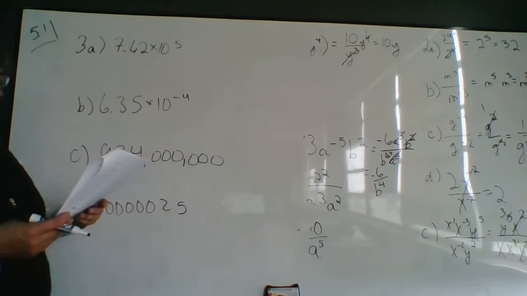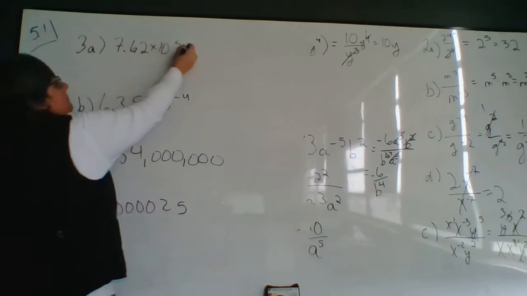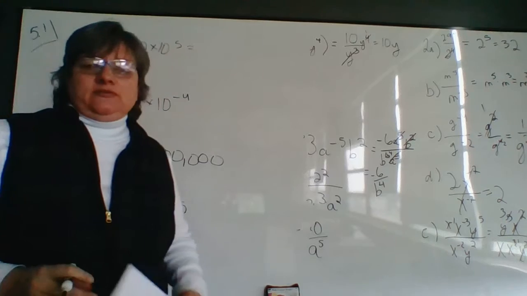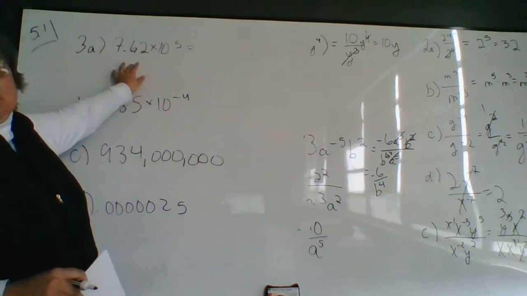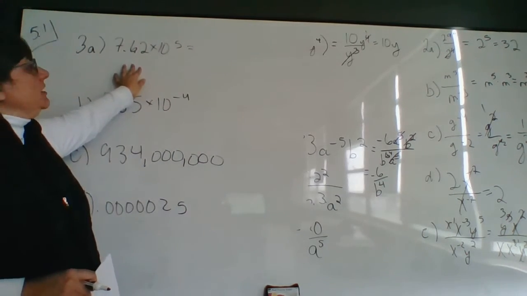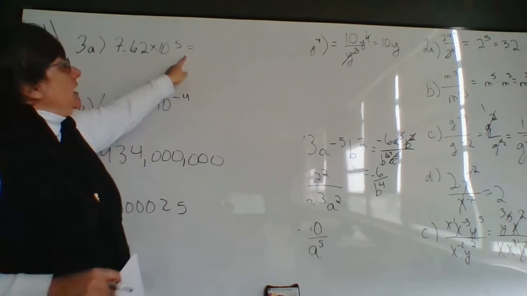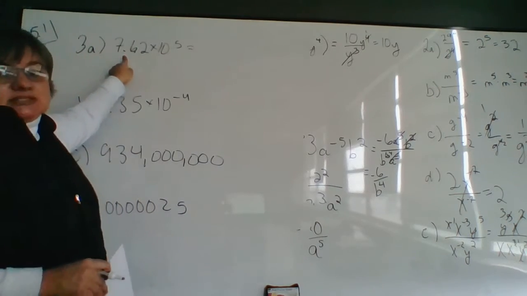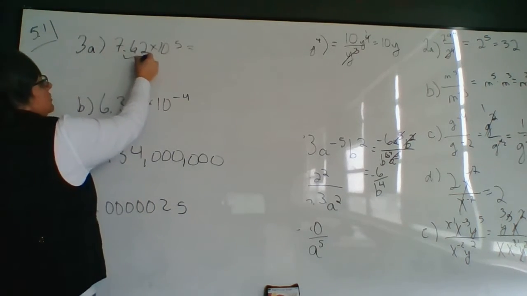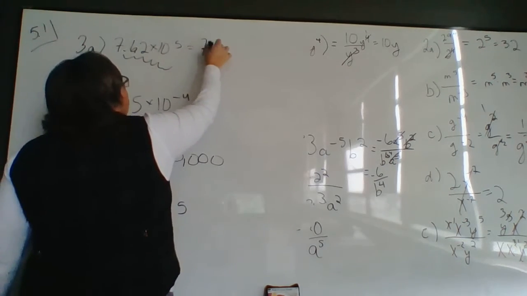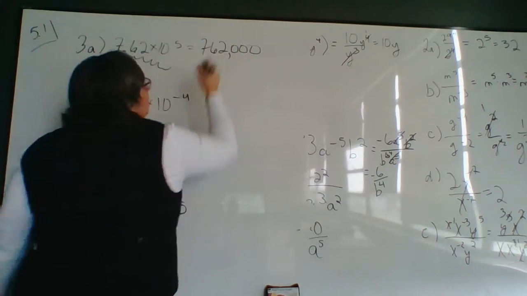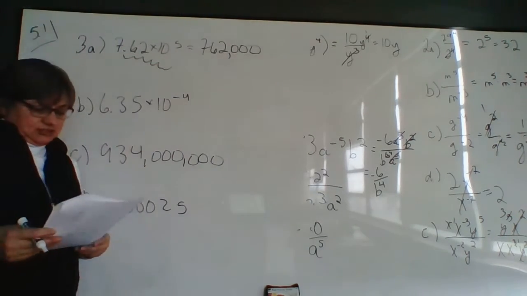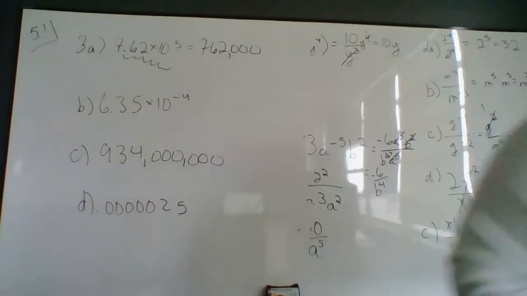So when you have scientific notation, that simply means a number between 1 and 9 inclusive, followed by a decimal point and whatever significant digits there are, times a power of 10. In this case, it's 5. Positive means move to the right. So I move the decimal 5 places, 1, 2, 3, 4, 5. I have to make 3 zeros. 1, 2, 3, 4, 5. 762,000.